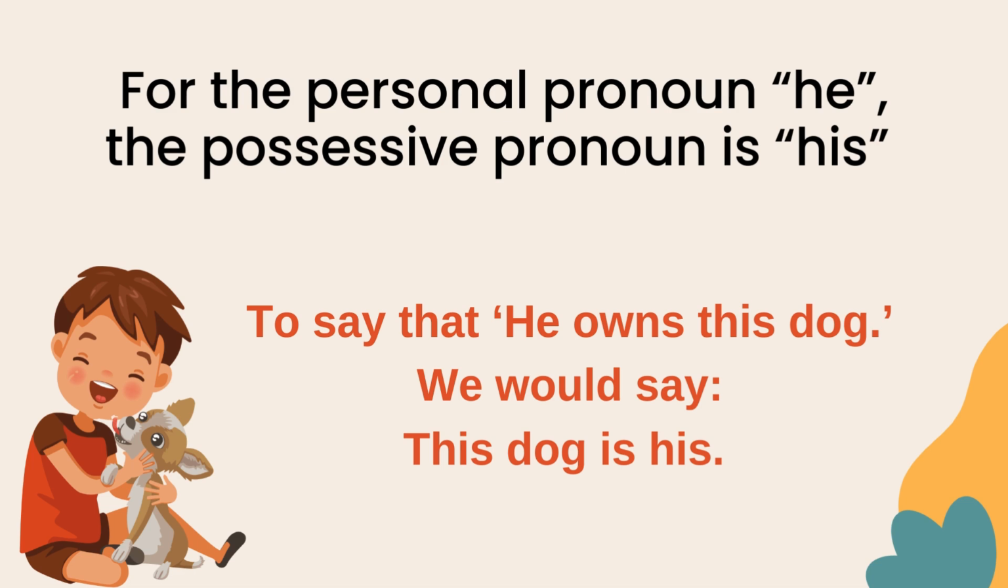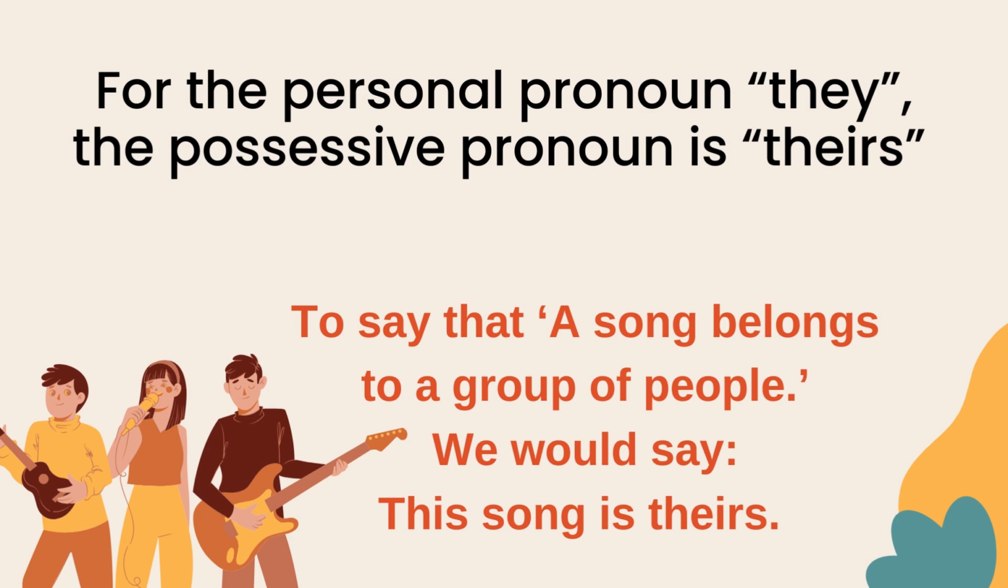Now for he, we use his. For example, instead of saying he owns this dog, it would be easier to say this dog is his. And it is the same with hers if we are talking about a girl. And for the personal pronoun they, we use the possessive pronoun theirs. So to say that a song belongs to a group of people, we would say this song is theirs.